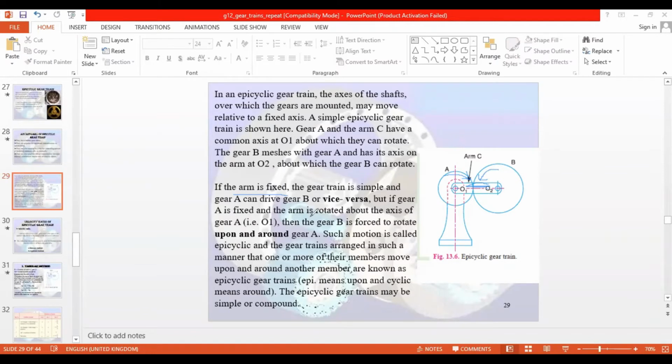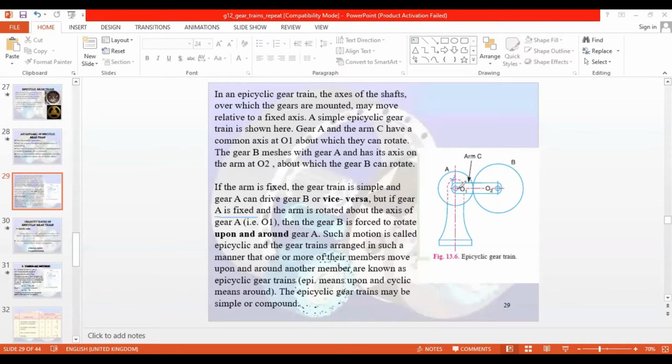But if gear A is fixed and the arm is rotated about the axis of gear A, then gear B is forced to rotate upon and around gear A. So now the third condition. Here the arm was fixed, but now gear A is fixed. If we fix gear A, it is not going to move. This is going to stay like this, and the arm is rotated about the axis of gear A. So if this is not rotating, the arm has to rotate this way, right?